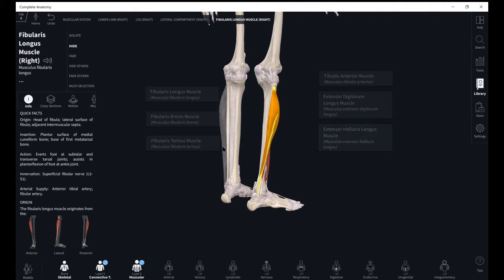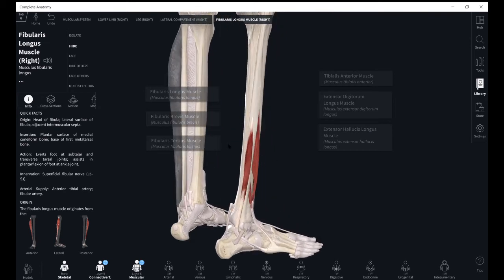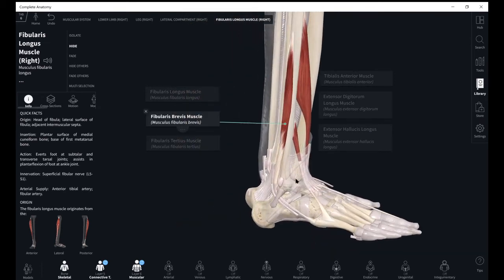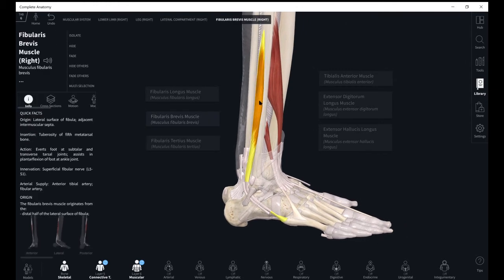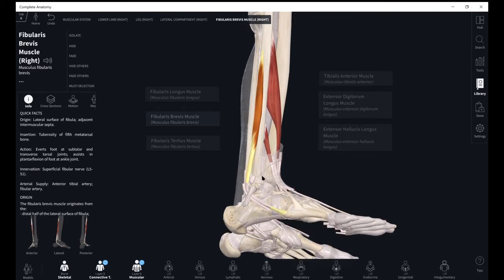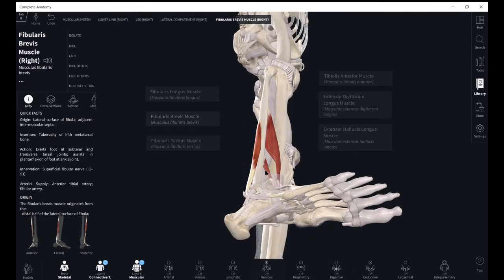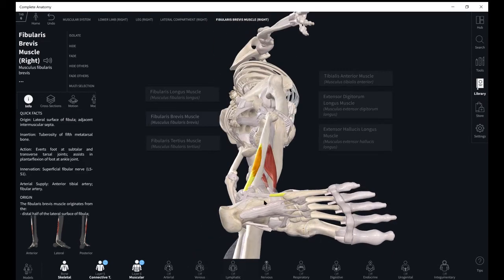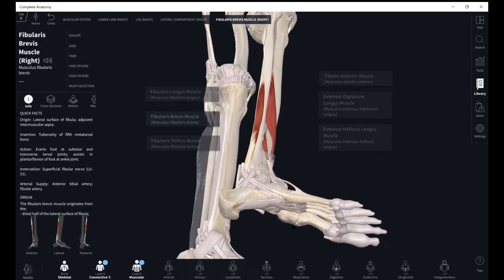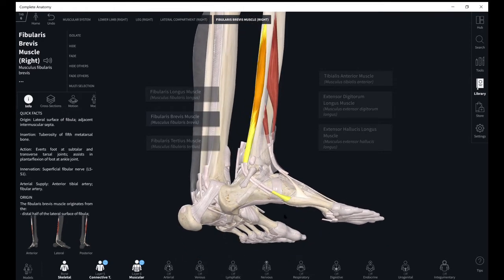Okay, I'll hide that so that we can see Peroneus Brevis. Okay, so Peroneus Brevis, its origin is the lateral surface of the fibula and the adjacent intermuscular septa. It inserts in the tuberosity of the fifth metatarsal bone, and so whereas Peroneus Longus follows a very similar course posterior to the lateral malleolus, their final insertion is on opposite sides of the foot, so they play a big role in inversion and eversion there.